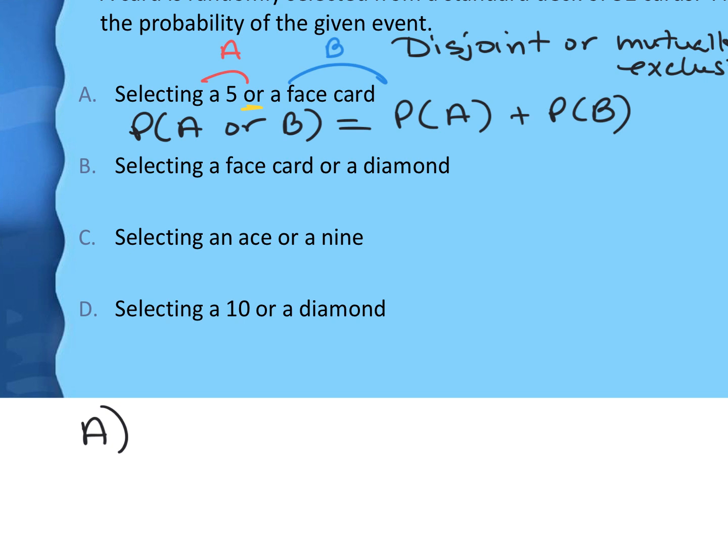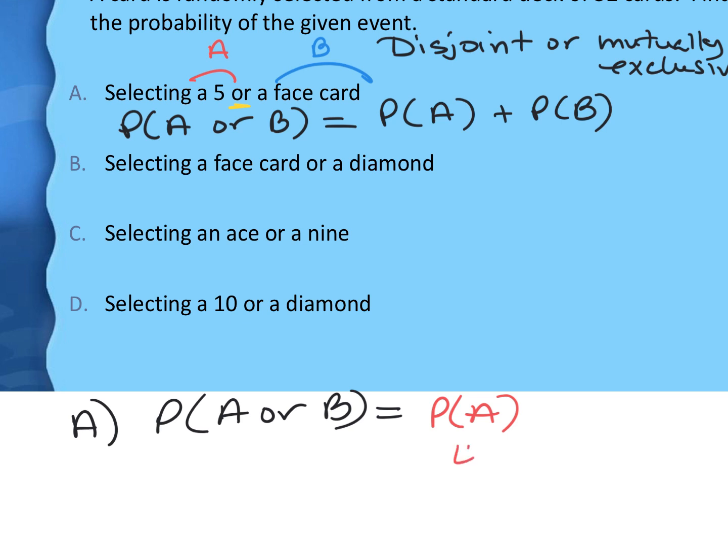So my probability of event A happening, let me go ahead and rewrite this. The probability of A or B is equal to the probability of A, which was getting a 5. And I knew that there are 4 5s out of the 52 cards. Then I'm going to add that to my event B, the face card. And I know that there are 12 face cards out of the 52. And again, there's nothing in common.